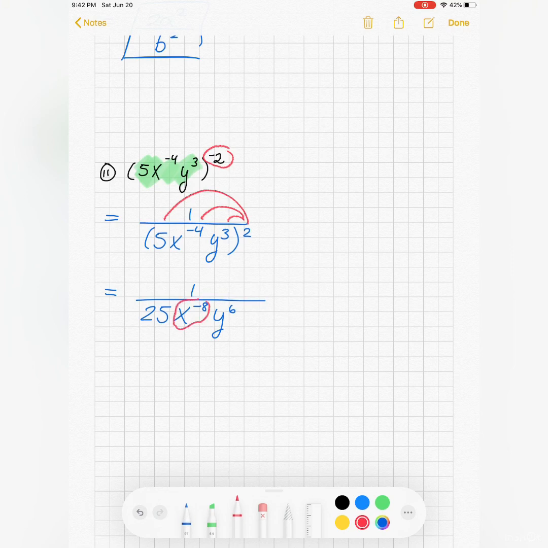Now what to do with this negative power? That flips the fraction. So that item that has the negative exponent, that factor, it's going to change position. So if it were in the top, it would move to the bottom. But since it's in the bottom, it actually moves to the top.